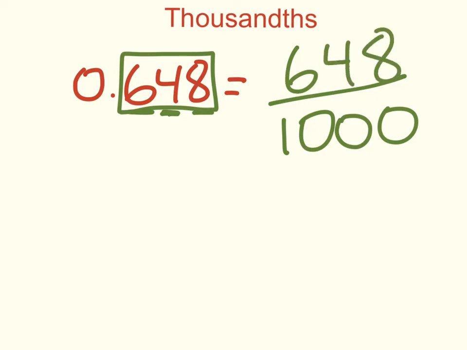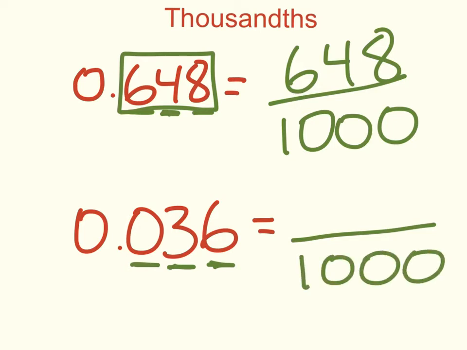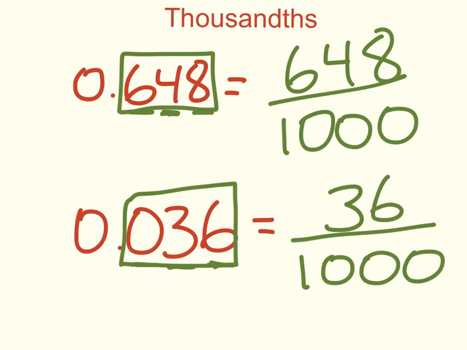What about one like this? 0.036. Again, I'm showing tenths, hundredths, thousandths. So I'm showing up to the thousandths in my decimal. So in my denominator of the fraction, I have thousandths, and I have 36 of them altogether. 36 thousandths. Excellent.